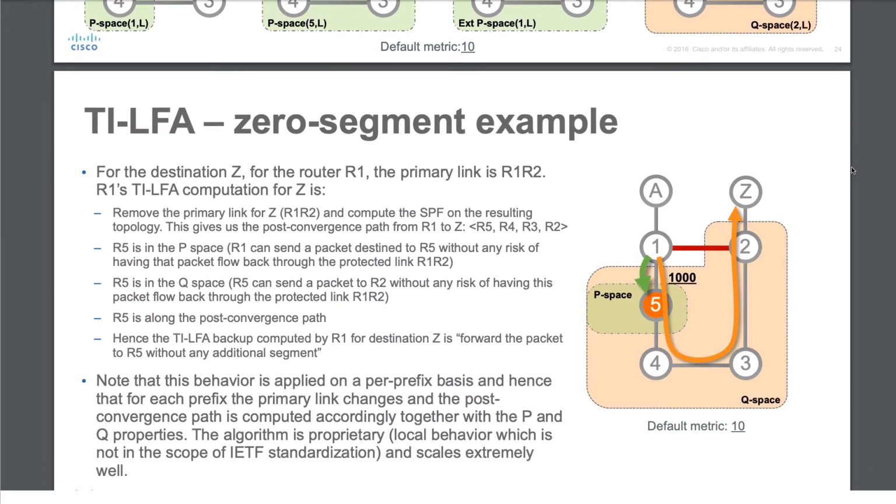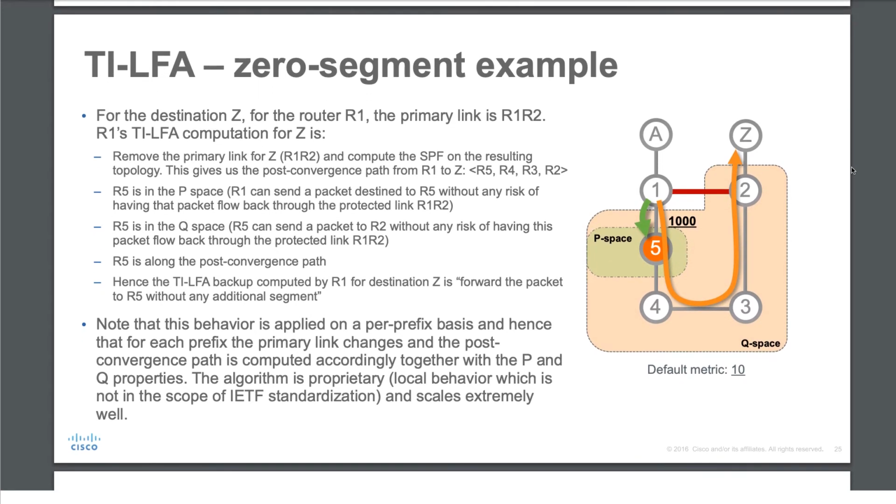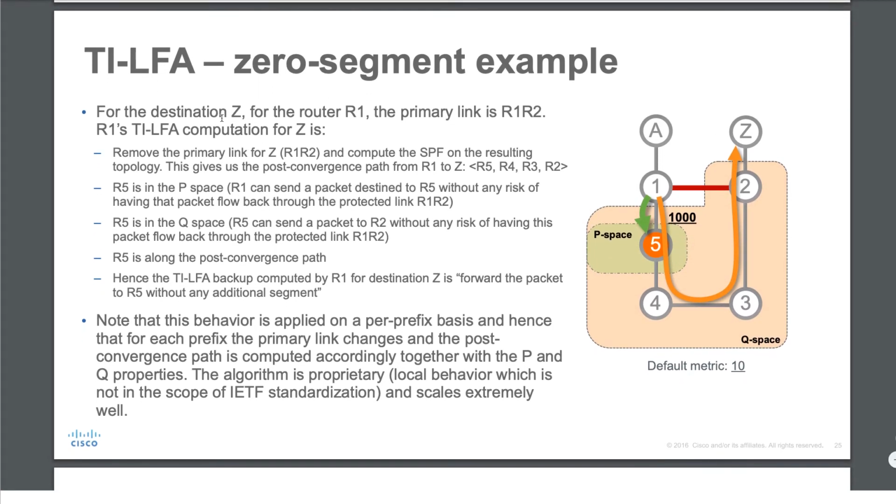Let's take a look at this particular example, the zero segment example. The whole idea is that whatever is already programmed in our label stack, we don't have to use any extra instruction to send the traffic from our source to destination. That is why it is called a zero segment example. We are not programming any special instruction in case that protected link fails.